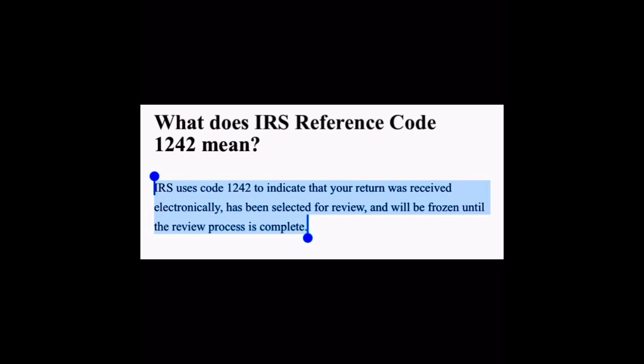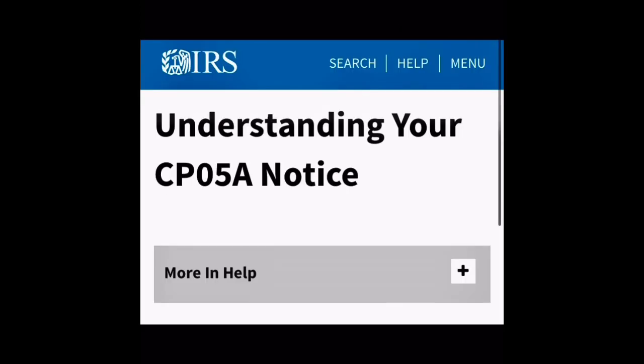Reference code 1242 means the IRS has received your return and it is being reviewed. That is why you usually see 151 and reference code 1242 together, because the IRS is reviewing your tax return and your refund is essentially frozen until the review process has been completed. Now, the notices that come along with your tax return being reviewed.